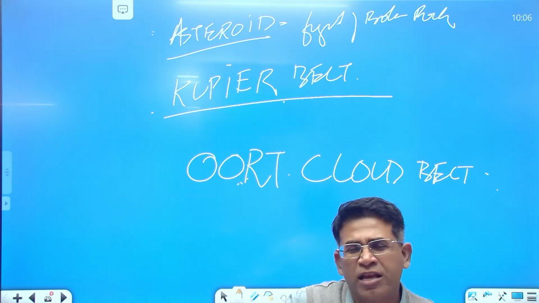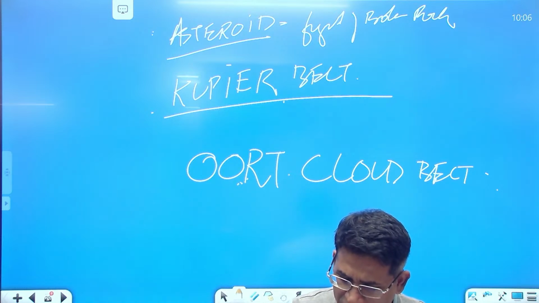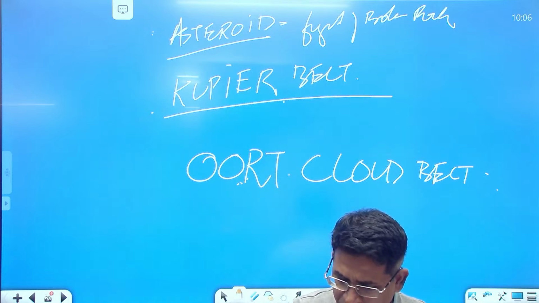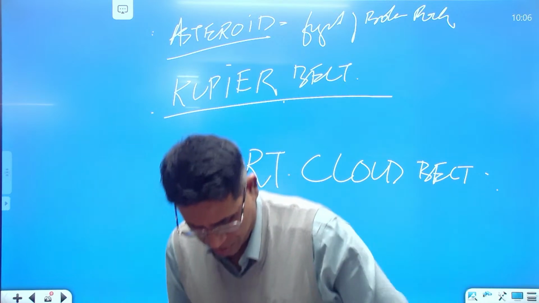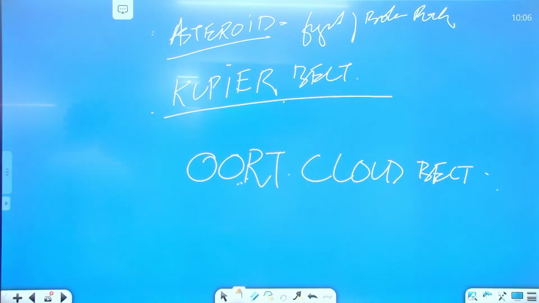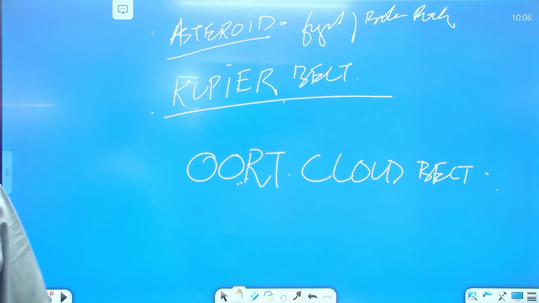It is much larger than the Kuiper belt. It is made up of ice, gases, and clouds. And some comets may originate from the Oort cloud.